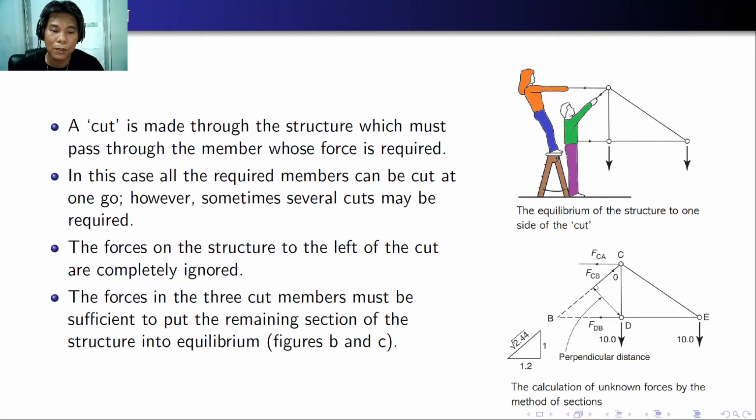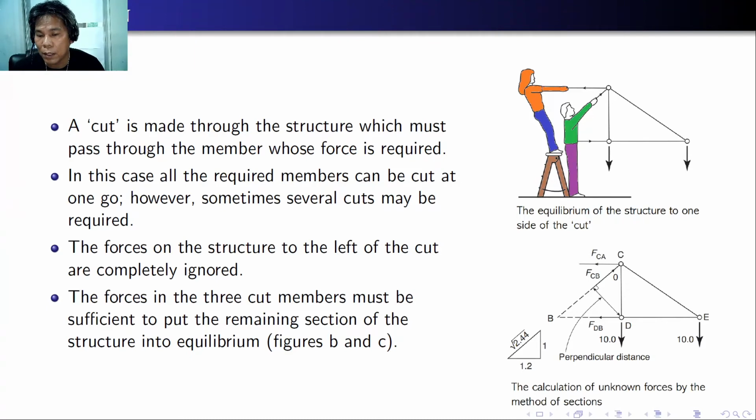The forces on the structure to the left of the cut are completely ignored. In this case, we only consider the right side of the structure, but of course if you want you can do it on the other side, but for this particular problem it's only possible if we consider the right side of the truss. The forces in the three cut members must be sufficient to put the remaining sections of the structure into equilibrium.